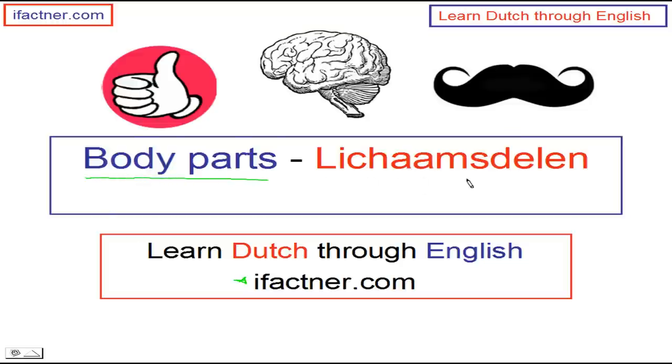In this lesson, we are going to learn what different body parts are called in Dutch. Body parts, lichaamsdelen. Lichaams means body and delen means parts. L, I, C, H, A, A, M, S, lichaams. Delen, D, E, L, E, N, delen, lichaamsdelen.